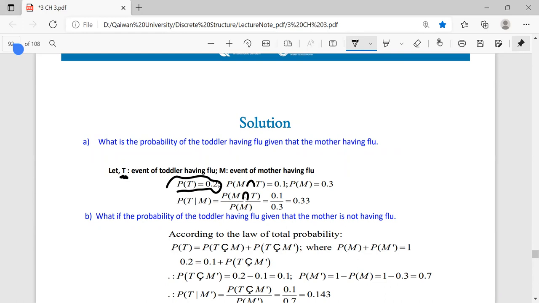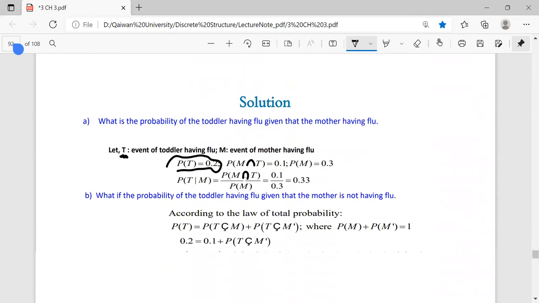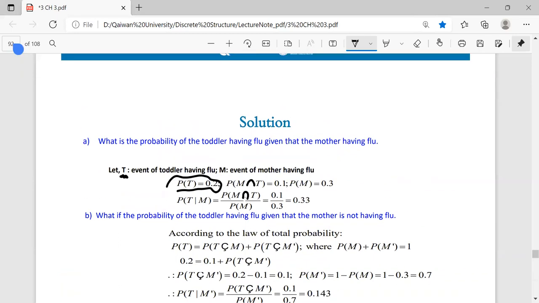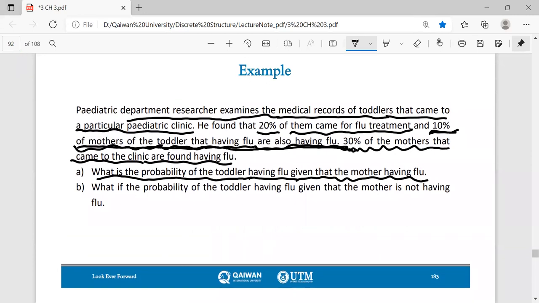The probability of mothers having flu and the toddler having flu is 10%. It's given above: 10% of those mothers of the toddlers having flu are also having flu. That means the probability of mother having flu and toddler having flu is 10%, so it's 0.1. And the probability of mothers having flu is 0.3. It's the total number of mothers in the clinic. It says 30% of the mothers that came to the clinic have flu.